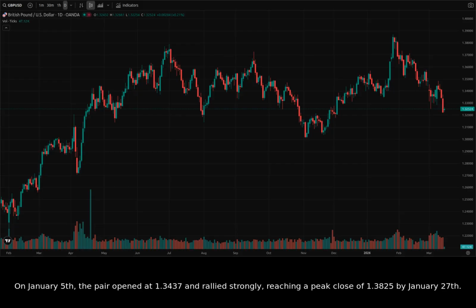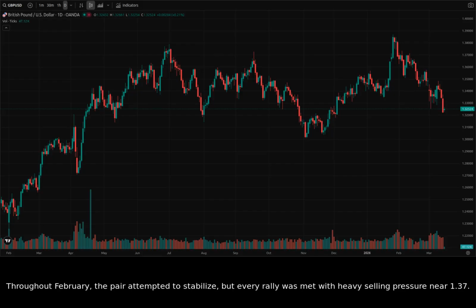clearly. On January 5th, the pair opened at 1.3437 and rallied strongly, reaching a peak close of 1.3825 by January 27th. However, that 1.38 level proved to be a massive resistance zone, leading to a sharp 0.92% drop on January 30th. Throughout February, the pair attempted to stabilize, but every rally was met with heavy selling pressure near 1.37. The failure to reclaim the 1.37 handle in mid-February was the first major warning sign of an impending reversal.